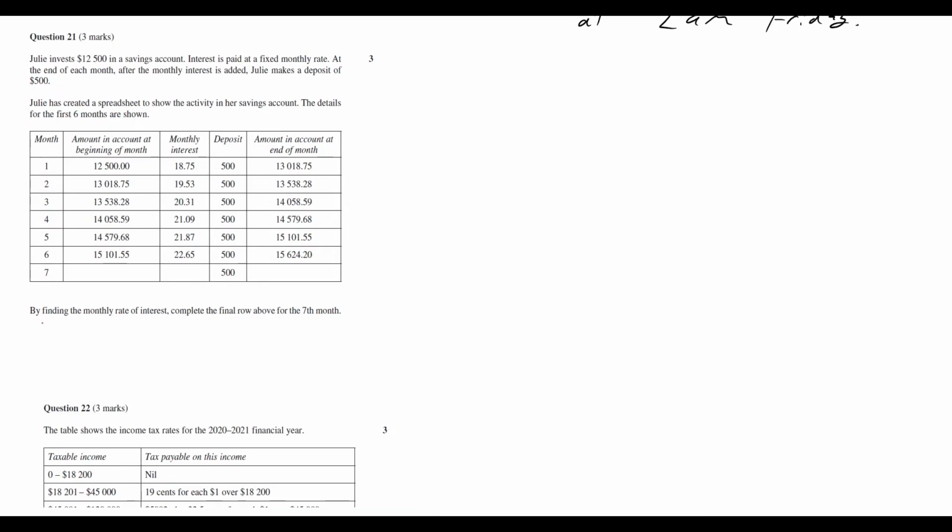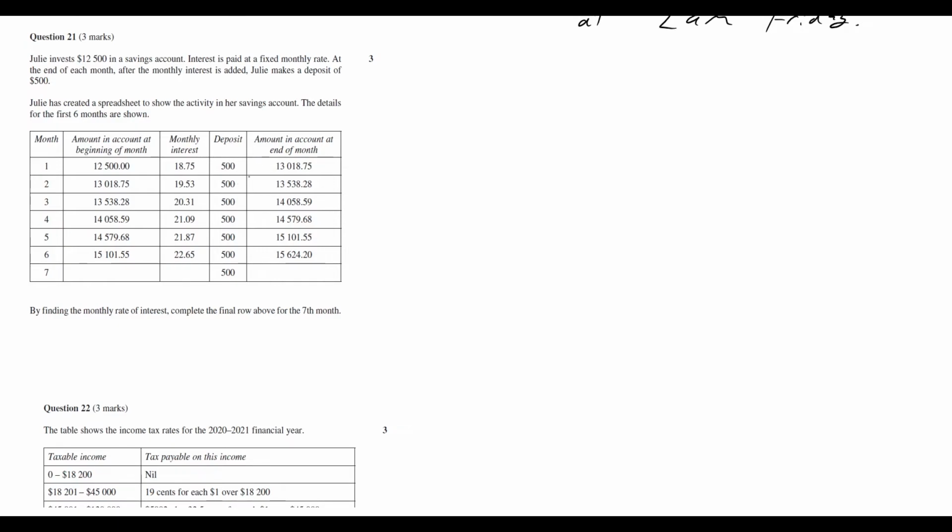Okay, and what we need to do is, by finding the monthly rate of interest, complete the final row above for the 7th month. Alright, so what we should do is look at how much interest was given to us each month, and how that relates to the amount at the beginning of the month. Just remembering, we make that deposit after the interest has been paid.